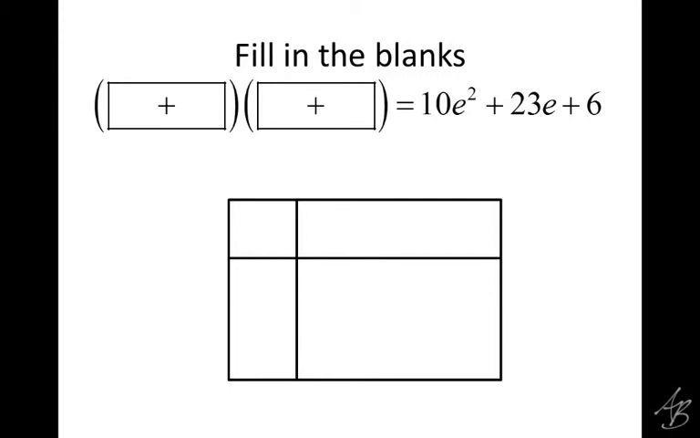10e squared. The 10e squared is going to be the area of the top left rectangle, and the 6 is going to be the area of the bottom right rectangle. What about that 23e? What's going to happen with that? That one's going to get split up between two different rectangles. The 23e is going to get split up between these two rectangles, but we don't know how much of it goes in each one.